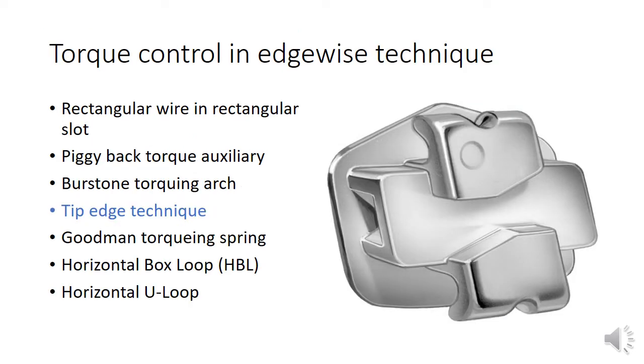The tip edge brackets permit tipping in only one direction but set up anchorage through bodily movement in the other direction. In tip edge method, the teeth are tipped to the desired position, then uprighted by the side winder springs. Essentially, the concept for torque control is the same as using a rectangular arch in the rectangular bracket slot with the help of the side winder spring.